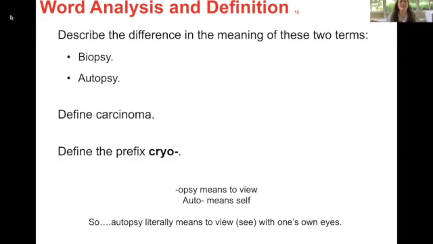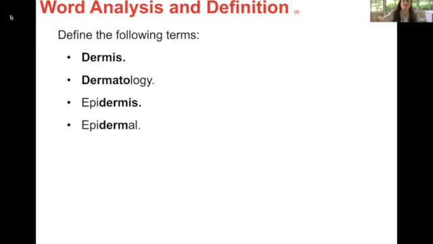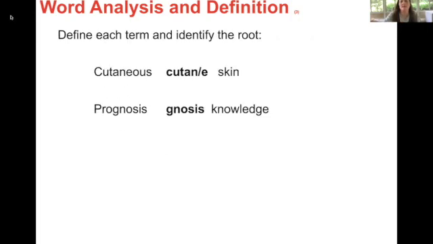And it's in Bio 123, where I ask you about basal cell carcinoma. So hopefully you already know carcinoma. Following terms, we have dermis, dermatology, epidermis, and epidermal. So clearly derm is your main part there.